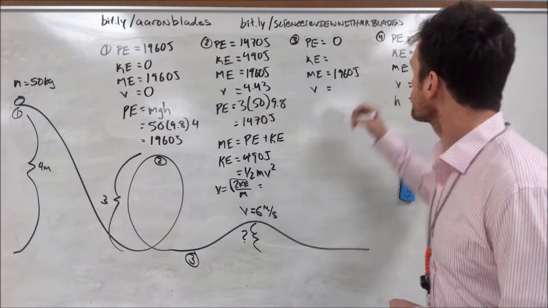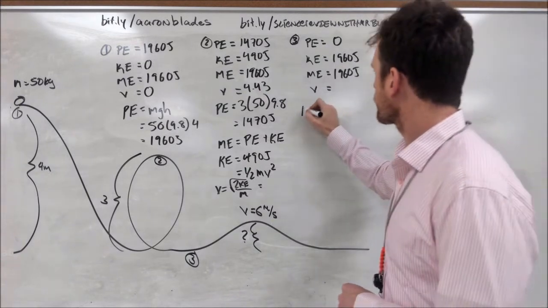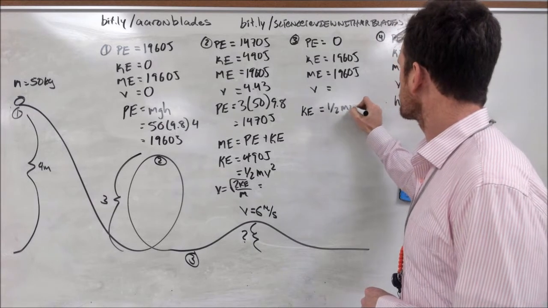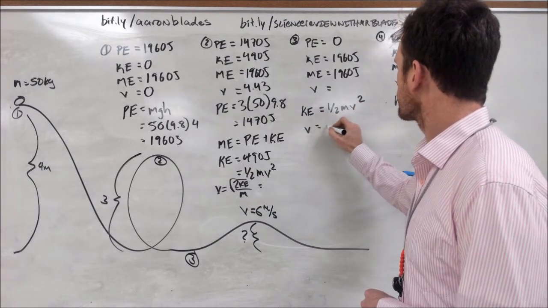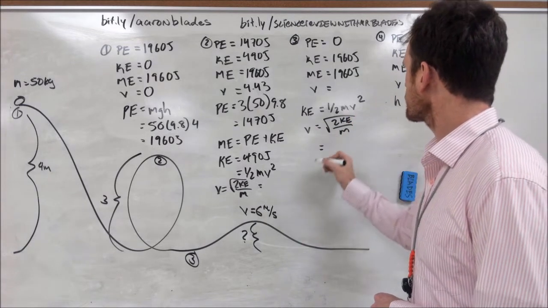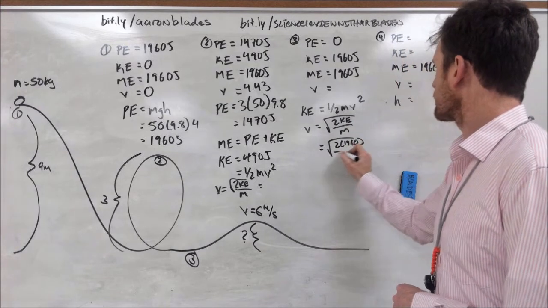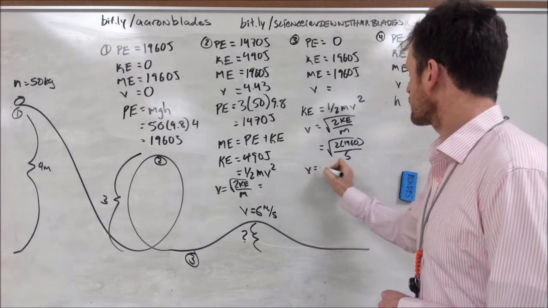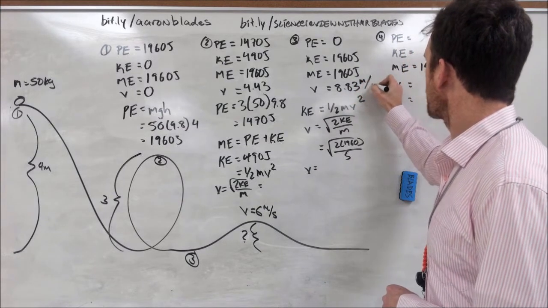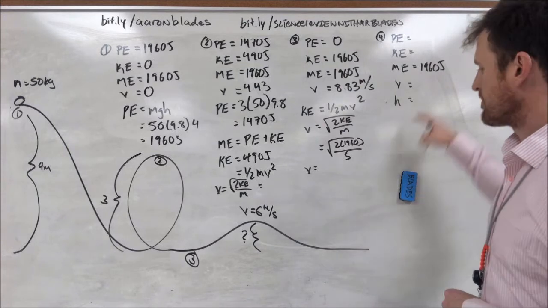Now down here at the bottom, we know that since our total mechanical energy is 1960 and our potential energy is 0, the kinetic energy must be 1960. And similarly, we can plug in our 1/2 mv squared equation, just like we did a second ago, and solve for the maximum velocity, in this case, which is the square root of 2 times 1960 divided by 50, which equals 8.83 meters per second.